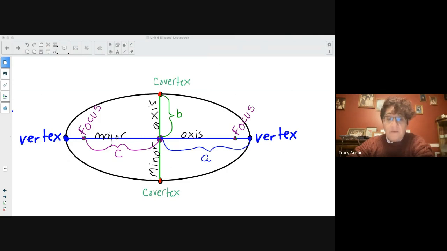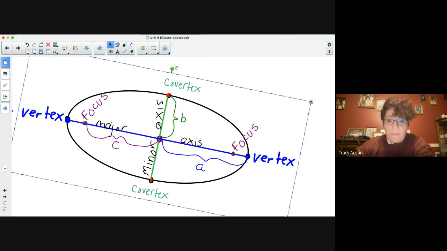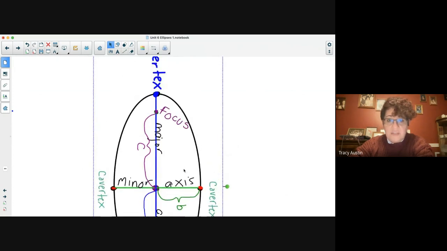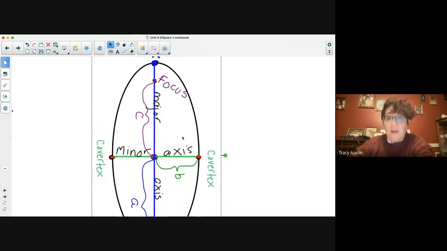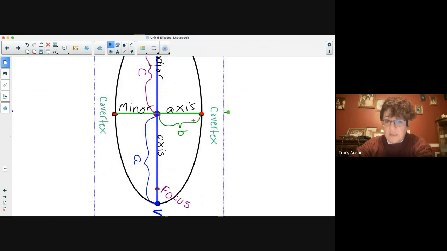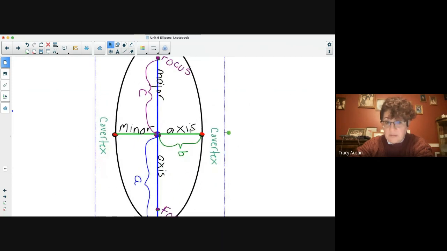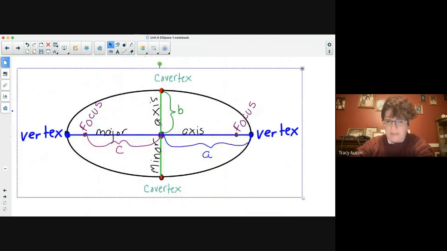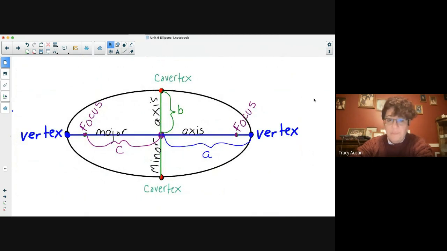Okay. Now, obviously, again, this is horizontal. It works the same way if it's flipped over and it's vertical. And in fact, I'm going to do that real quick, just so you can see. It can go vertically as well. And that means that the vertices would be on the top and the bottom. Those would still be the A length. The B would still be to the co-vertex. C would still be to the focus. So it can be drawn vertically or horizontally, just so you know.